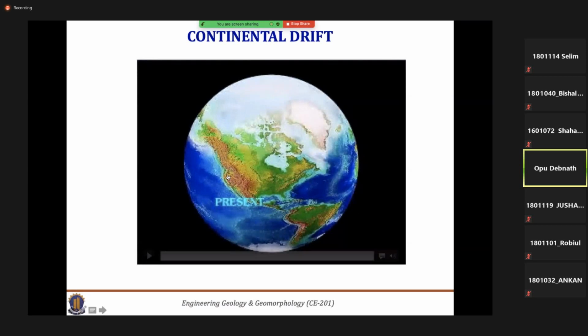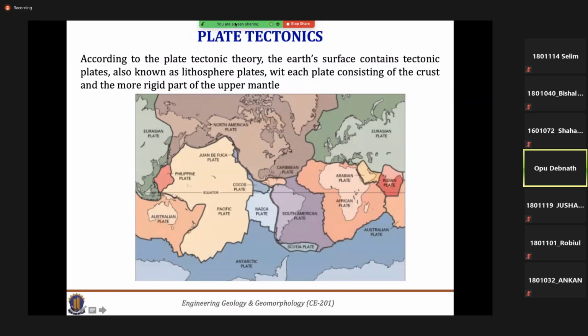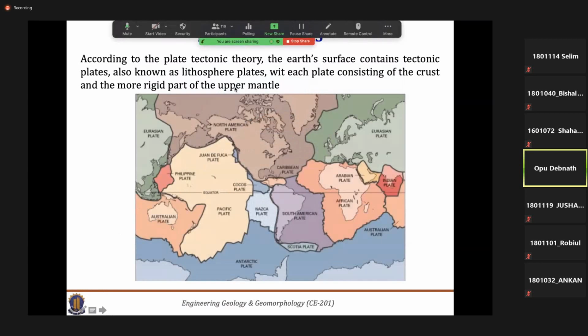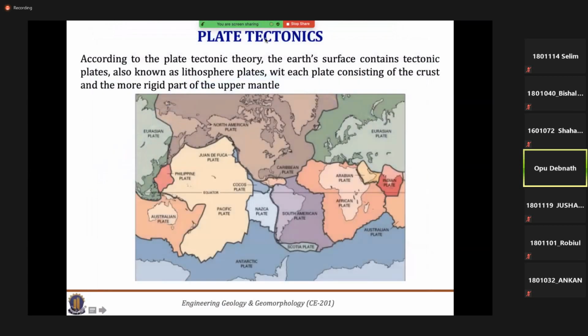And now we are at present in this condition. Next terminology we need to discuss is plate tectonics. According to the plate tectonic theory, the Earth's surface contains tectonic plates.